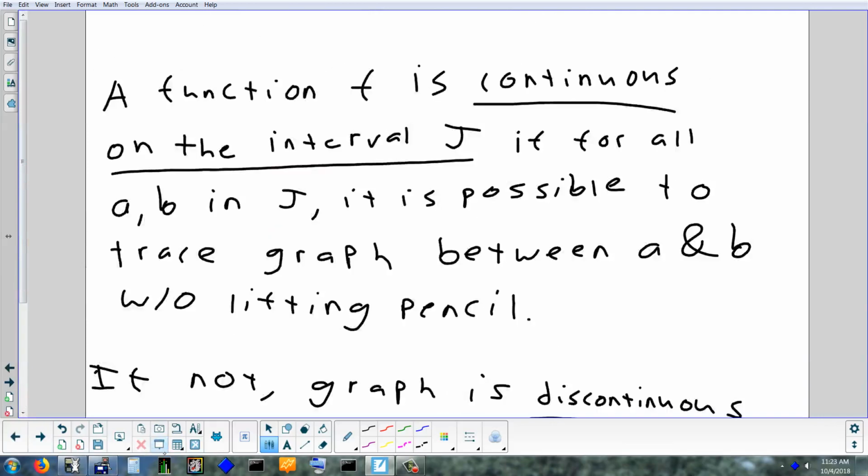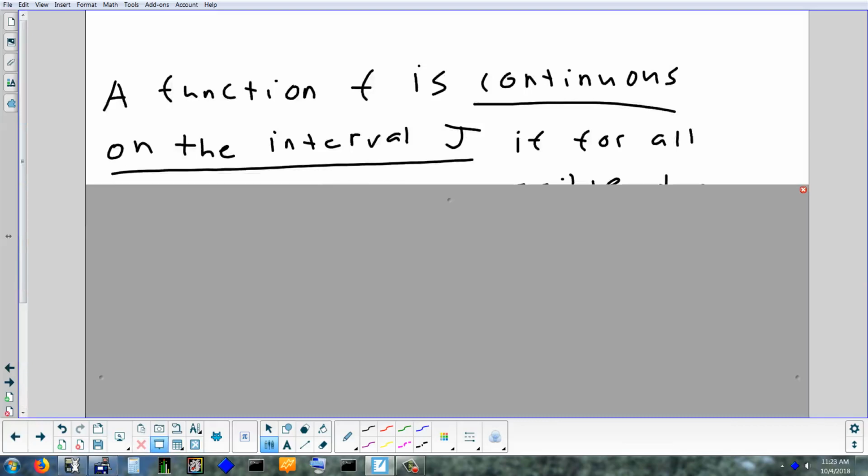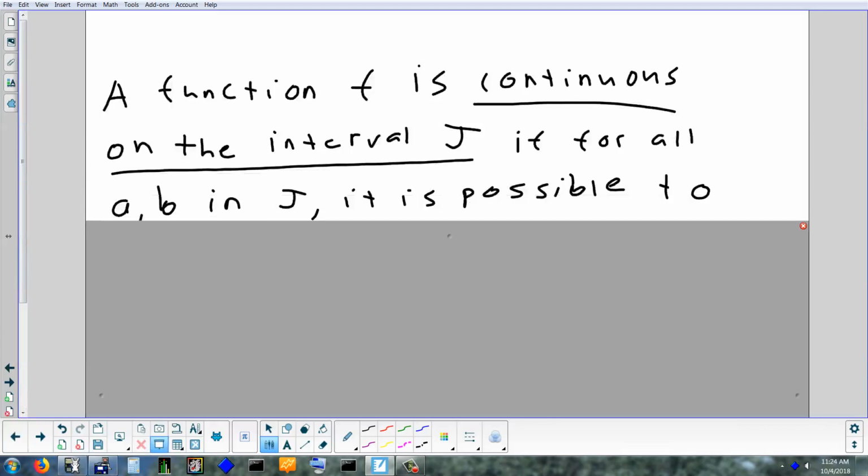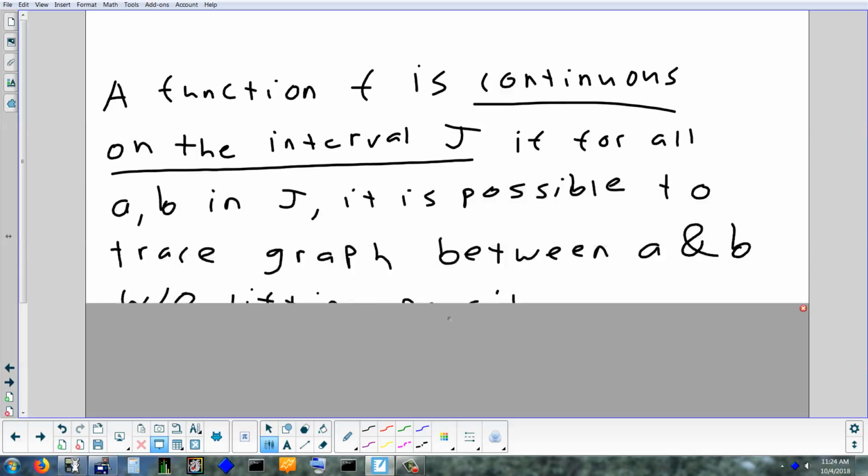So if you can trace your graph without lifting your pencil, what that means is you have a continuous graph. So this is the first thing we're talking about, continuity. If you tell me that you have a graph that's continuous on a certain interval, let's say you tell me it's continuous from 1 to 5, then what that means is you could trace from 1 to 5 on your graph without ever lifting the pencil.